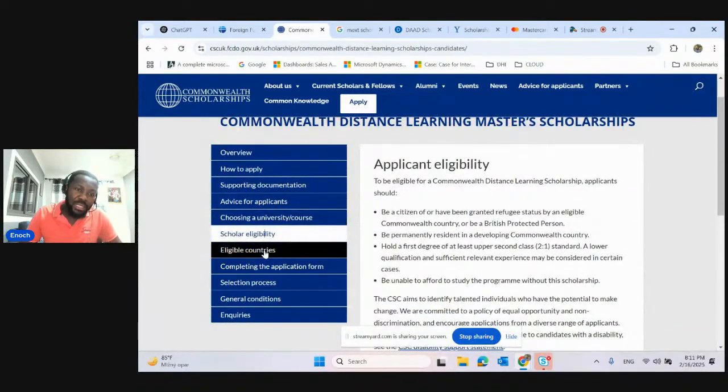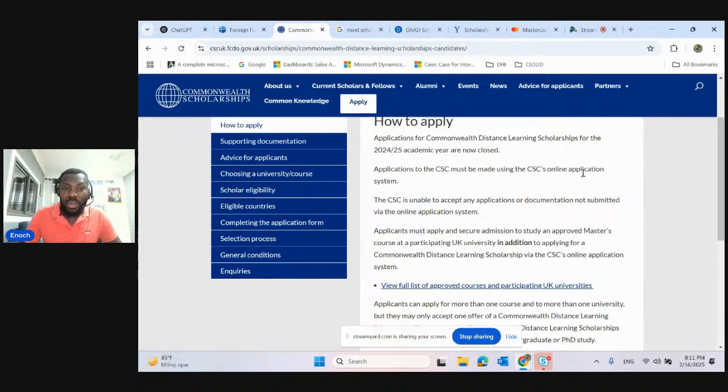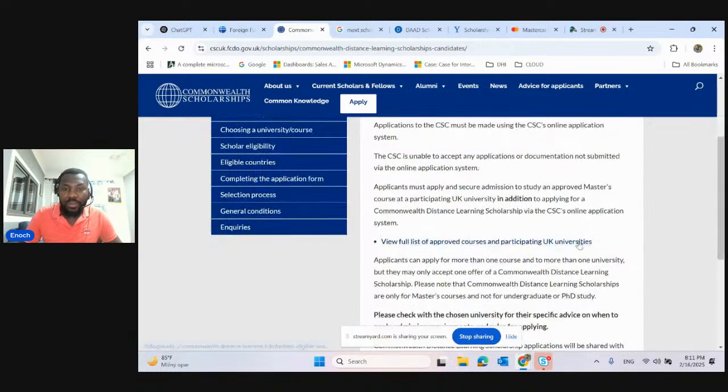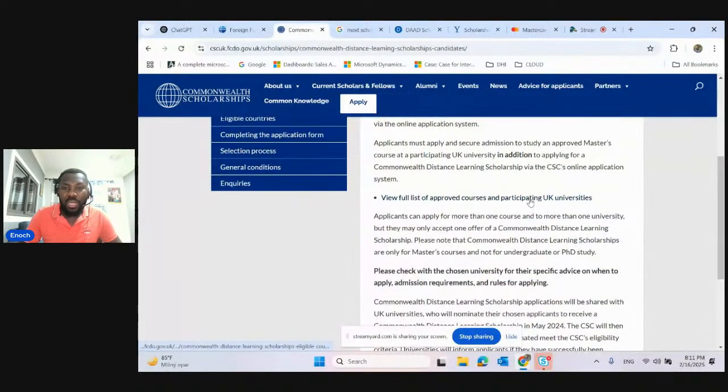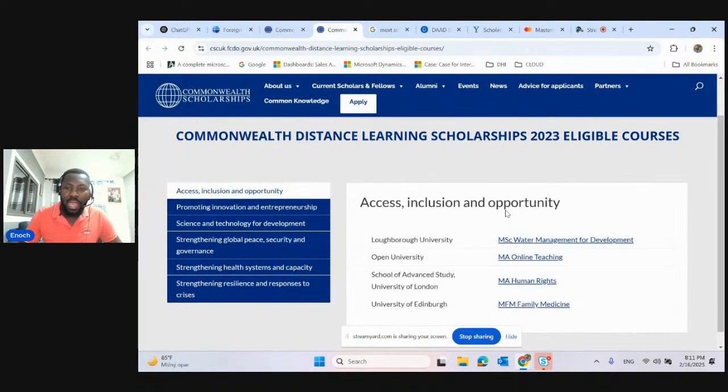Country eligibilities are also there. Also, this is more about last year's application. They have closed it. An application must be made using a given online system or portal. You can read the full approved courses here.